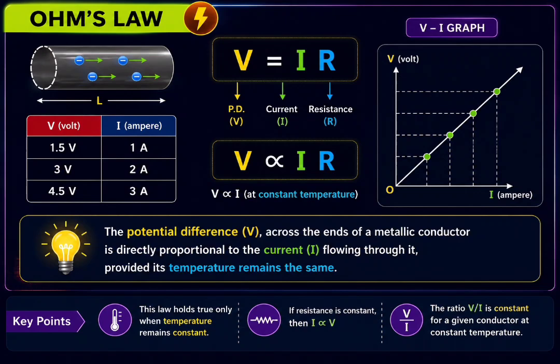Example of Ohm's law. Look at these values: 1.5 volt, 1 ampere; 3 volt, 2 ampere; 4.5 volt, 3 ampere. We can see that when voltage increases, current also increases. Therefore, V ∝ I when temperature remains constant.